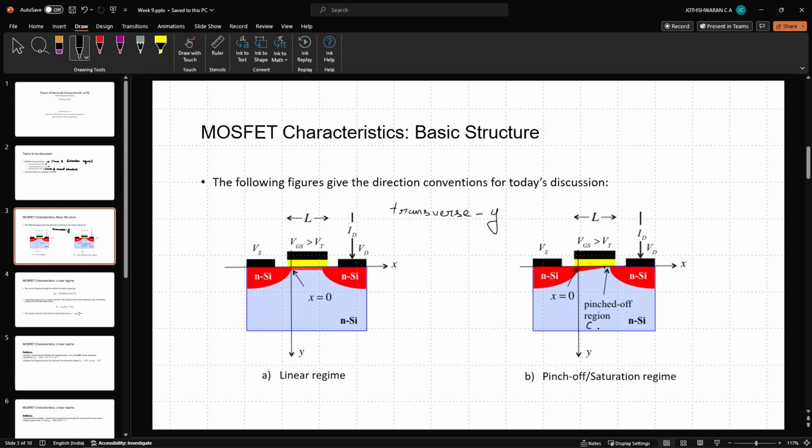So in the pinched off region, I will write it right here. In fact, I will use a different color so that it becomes emphasized. What I can say is the electric field Ex becomes 0. So this is to be understood. Okay, so that is the first notion. We shall be looking at these two regimes of operation of the MOSFET. And almost all of today's analysis is going to be in the classical regime.